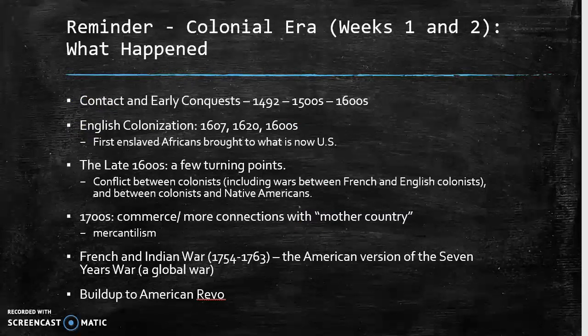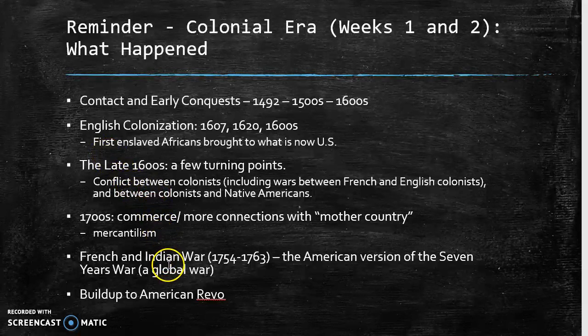As a reminder, when we talked about the colonial era, one of the things that happened later in that era was that the colonies became more and more economically connected with the mother country. Then, as the 1700s went on, there was a real global war, which in the Americas was called the French and Indian War, but globally was called the Seven Years' War. That war helped lead to the American Revolution.